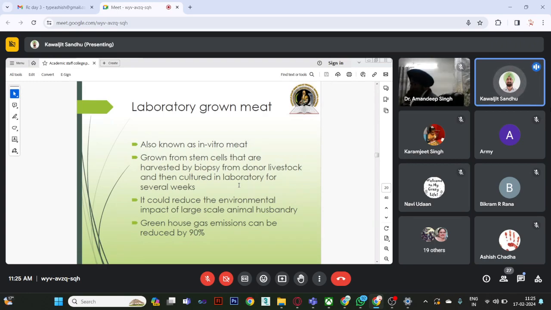And recently, I have seen one. I think Japan is a country where they have grown this lab grown meat on an industrial scale. So very soon you will find more such companies growing this lab grown meat.